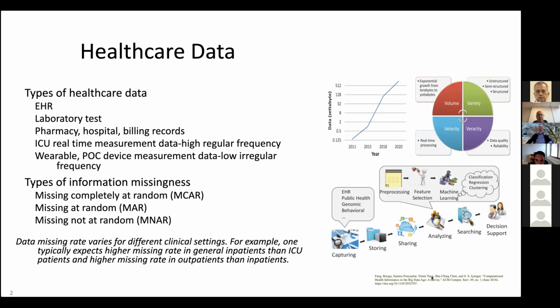There's this nice review of computational health informatics in the big data age, and they talk about the usual stories on volume, variety, velocity, and veracity in data. And they have this nice graph showing that we're now by 2020 up to whatever, half of whatever the next thing is after zettabytes, yottabytes or something. So there's just an incredible amount of data that's being accumulated.